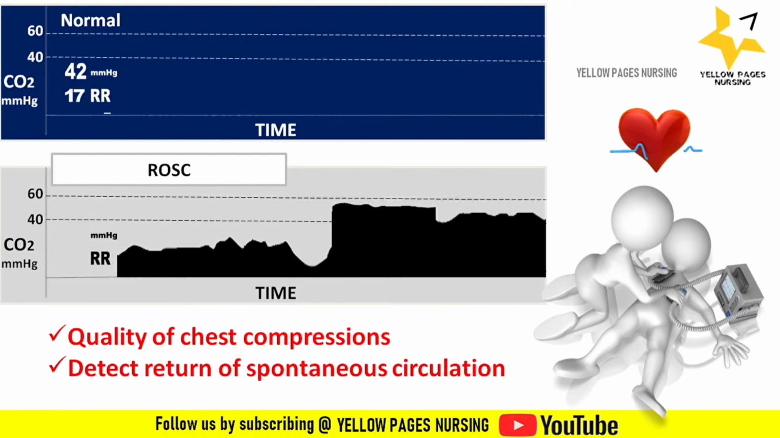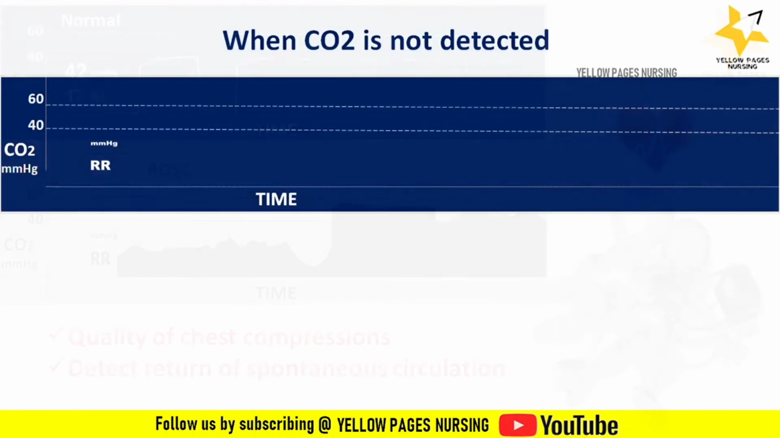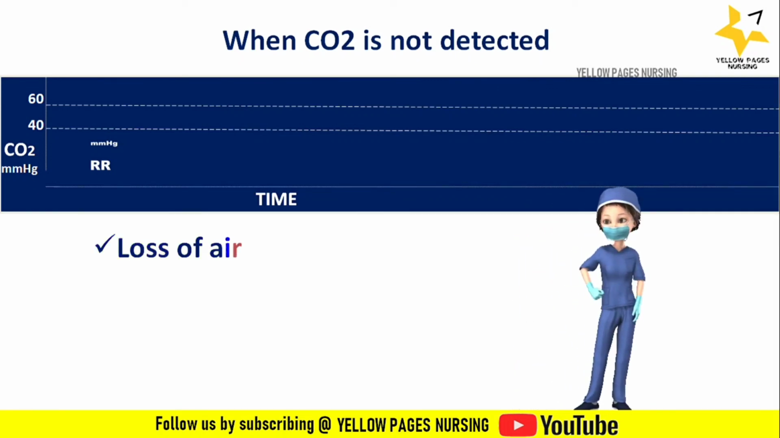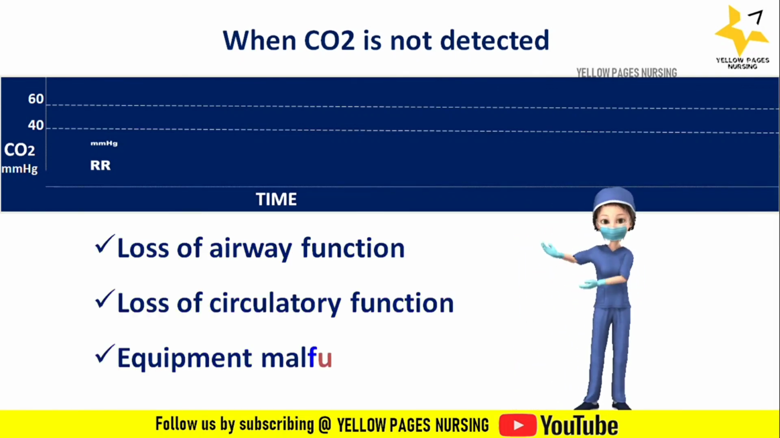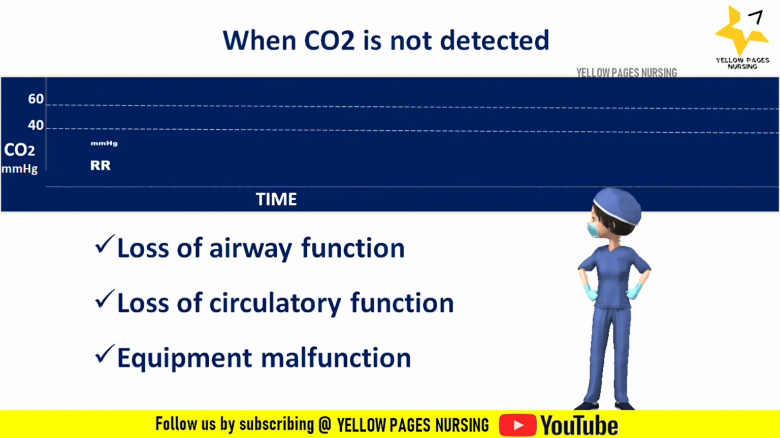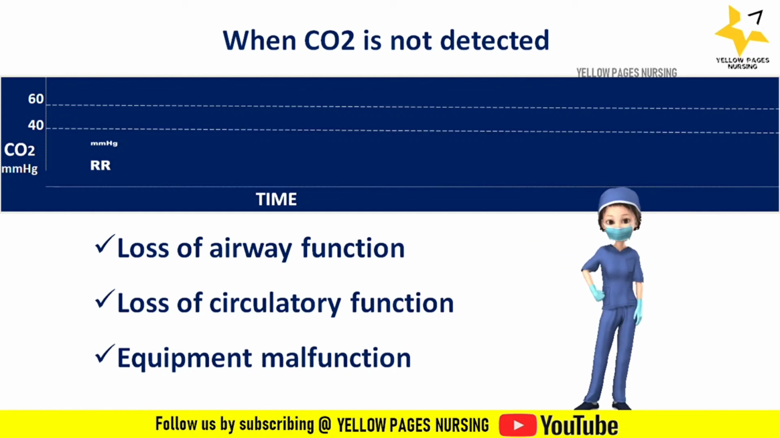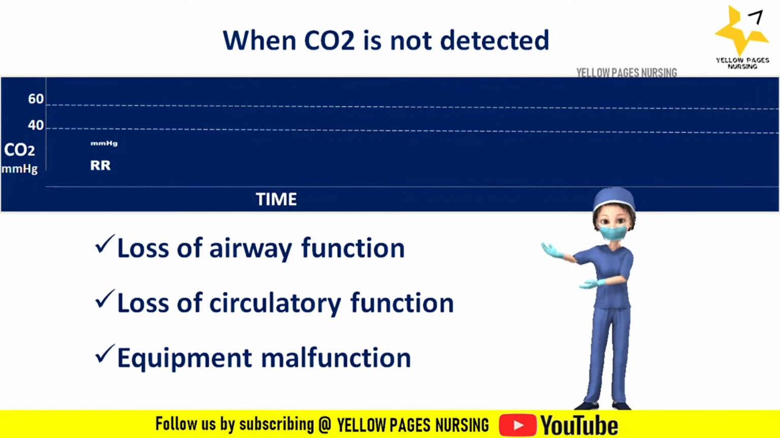Another important thing a nurse needs to know: when CO2 is not detected, 3 factors must be quickly evaluated for possible causes: loss of airway function, loss of circulatory function, and equipment malfunction. Loss of airway function may be due to airway obstruction, apnea. Loss of circulatory function may be due to massive pulmonary embolism, cardiac arrest. Equipment malfunction may be due to improper mask seal or tube placement.